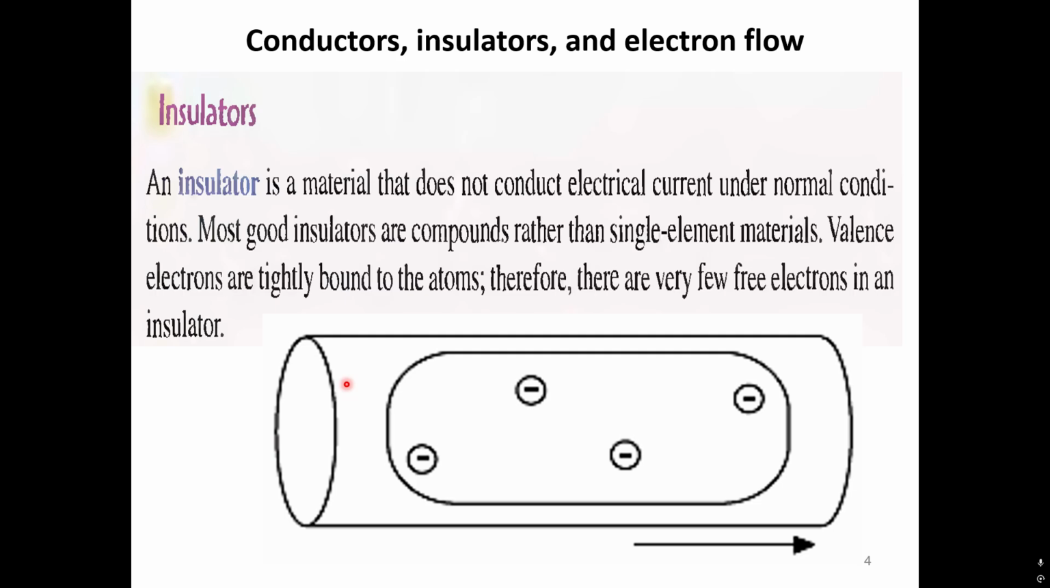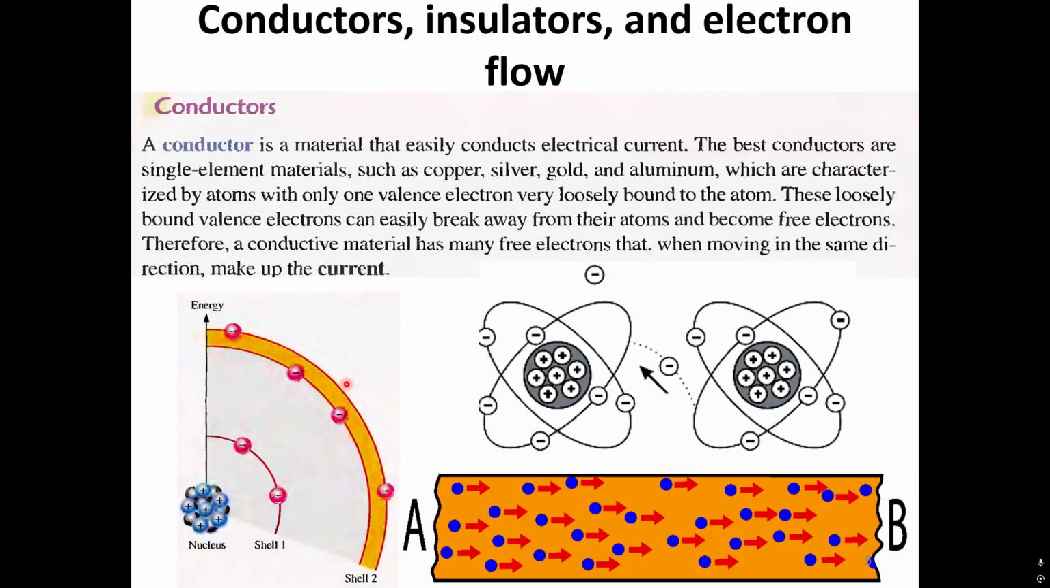Next, conductors, insulators and electron flow. Insulators. An insulator is a material that does not conduct electrical current under normal conditions. Most good insulators are compounds rather than singular materials. Valence electrons are tightly bound to the atoms in the case of an insulator. Therefore, there are very few free electrons in an insulator. Next, we have conductors and electron flow.